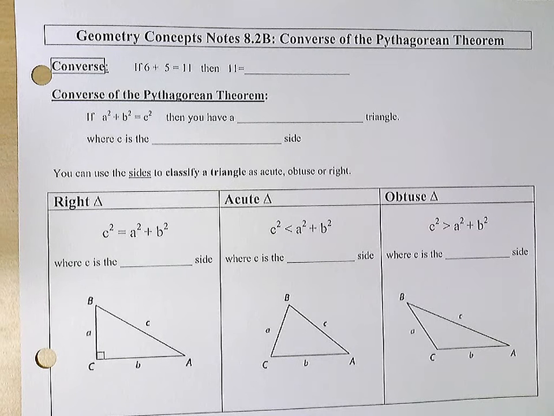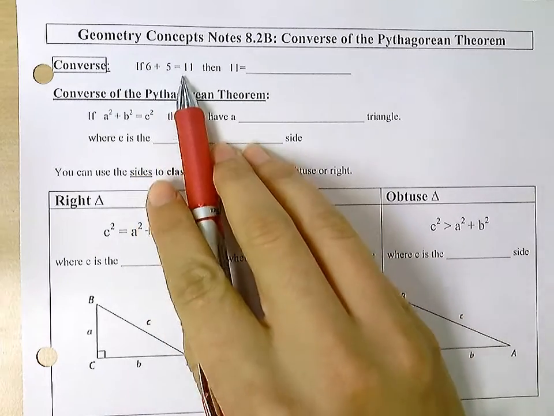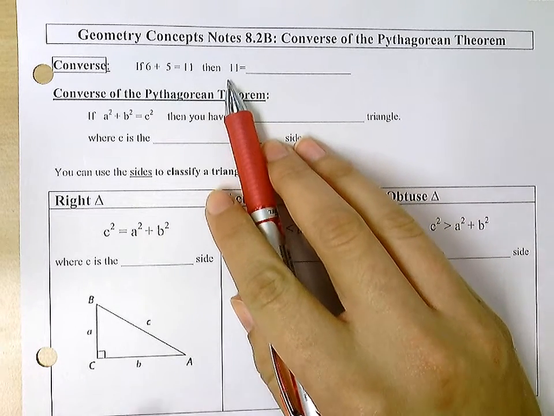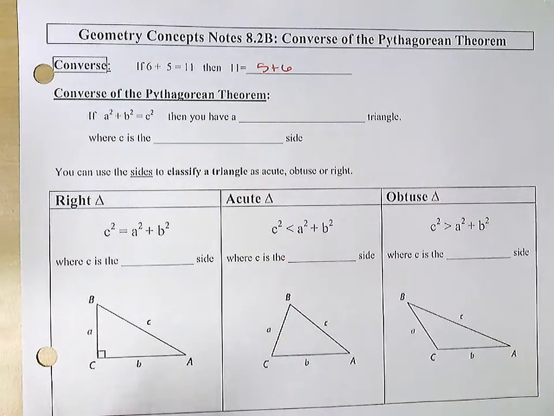But we're going to look more into classifying triangles using the Pythagorean theorem. Okay, so what a converse is, first off, is if I have 6 plus 5 equals 11, then you can also read it backwards. So I could also say 11 is equal to 5 plus 6. It's just a backward statement of the original.